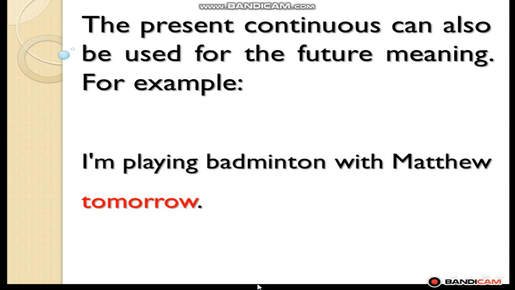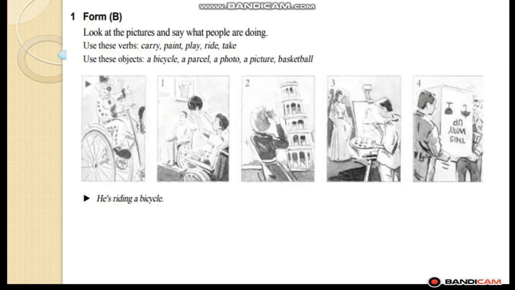The present continuous can also be used for the future, meaning, for example, I'm playing badminton with Matthew tomorrow. So here we have "tomorrow". This is an indication of the future, and I use the present continuous to refer to this future, meaning that I'm going to play badminton with Matthew tomorrow.